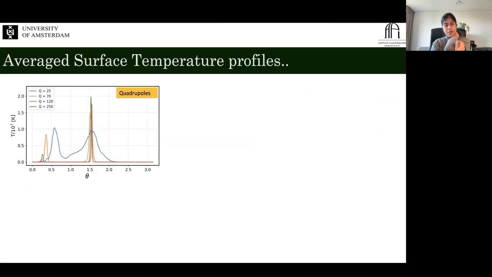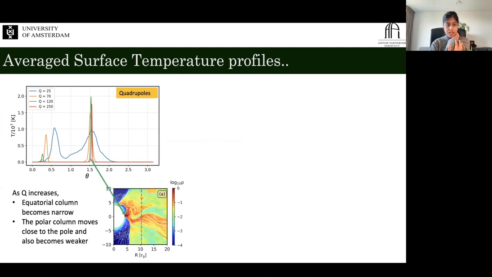So how do the surface temperature profiles look in the system? What you see here again is the temperature distribution as a function of theta at the stellar surface. As you increase the quadrupolar field strength further, the equatorial column becomes more and more narrow, and the polar column is moved closer towards the pole. Now this column can be in this hemisphere, or it can also flip depending on the disk magnetic field that you put in.